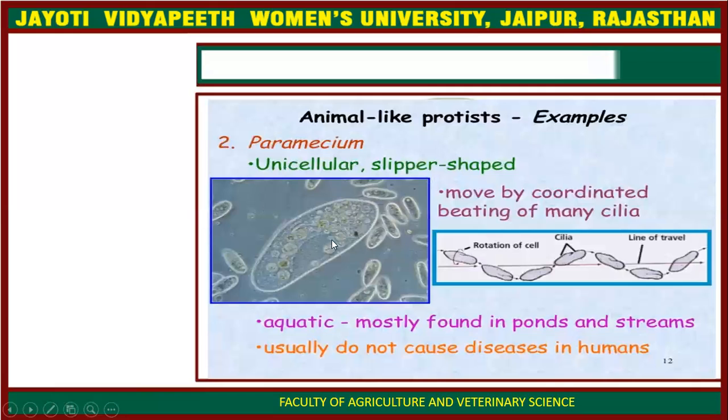This is the next organism, that is paramecium. They are unicellular, slipper-shaped organisms. They move by the coordinated beating of many cilia. This is their movement method by which they can move. They are aquatic, found in ponds.